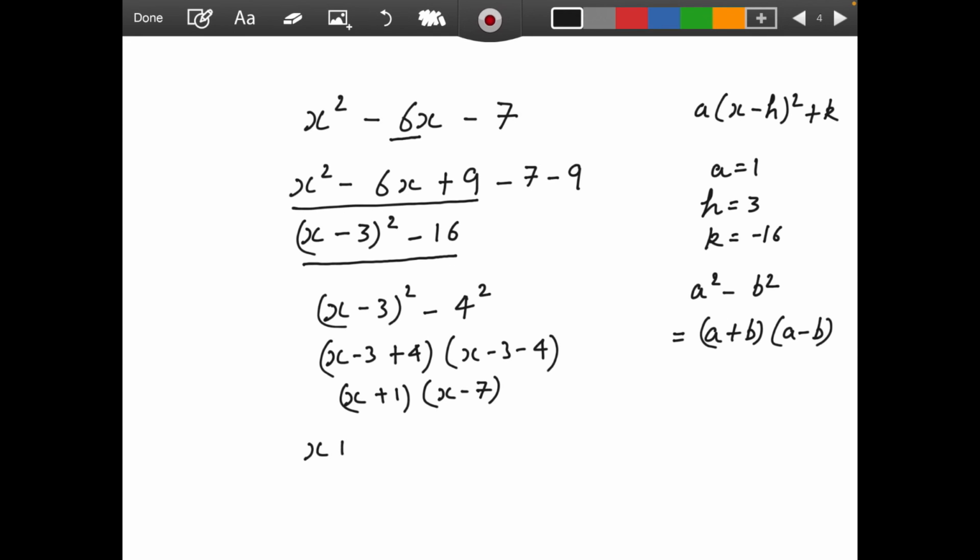So if we put x plus 1 equal to 0, it gives us x is equal to minus 1. And similarly, if we put x minus 7 equal to 0, this gives us x is equal to 7. So minus 1 and 7 are the two zeros. This way we can find the roots of the polynomial as well using the vertex form.